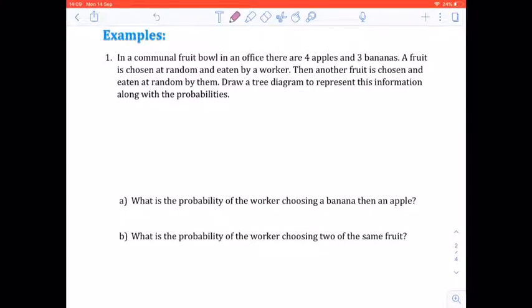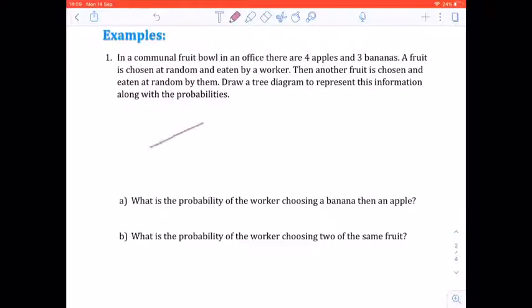So let's do an example of a tree diagram. In a communal fruit bowl in an office, there are 4 apples and 3 bananas. A fruit is chosen at random and eaten by a worker. Then another fruit is chosen and eaten at random by them. Draw a tree diagram to represent this information along with the probabilities.